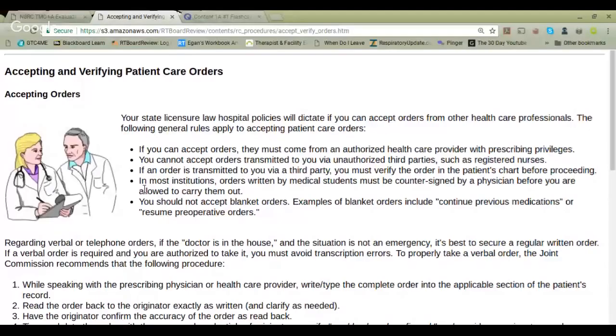If an order is transmitted to you via a third party, you must verify the order in the patient's chart before proceeding. In institutions, orders written by medical students must be countersigned by a physician before you are allowed to carry them out. You should not accept blanket orders. Examples of a blanket order include continue previous medications or resume preoperative orders.